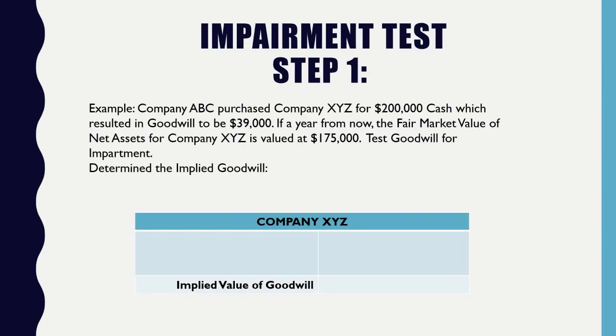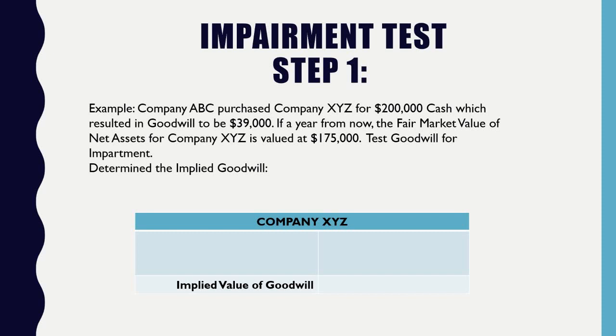So here, for example, company ABC purchased company XYZ for $200,000, which gave us $39,000 of goodwill. Of course, the fair market value of the net assets of company XYZ is now valued at $175,000. So now we're going to test the goodwill for impairment. We're revaluing what the company is now worth. The fair market value has increased. It was $161,000 when we bought it. Now it's worth $175,000, and we originally bought it for $200,000.